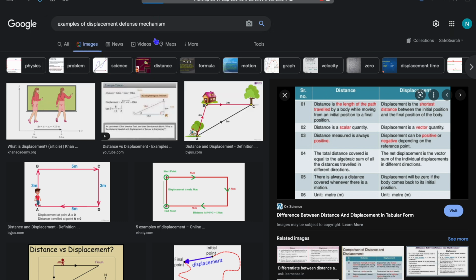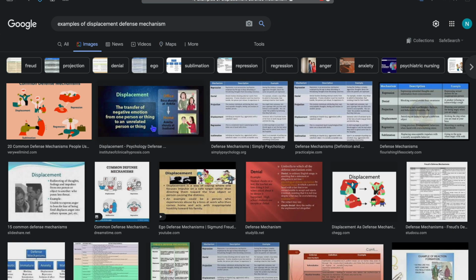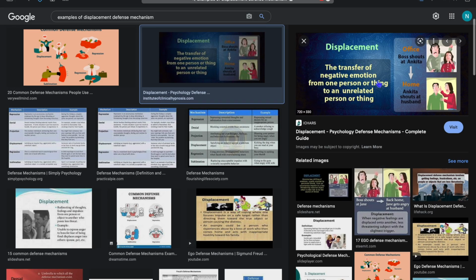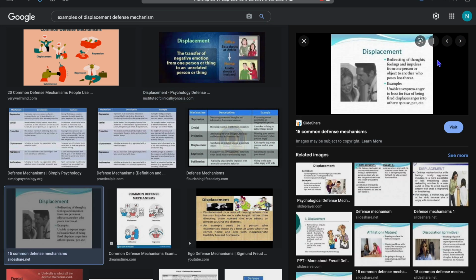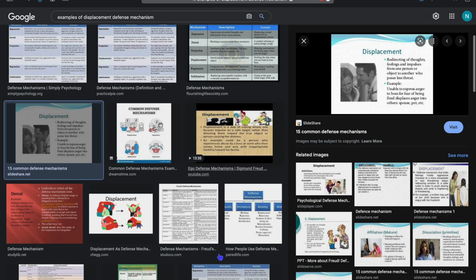Displacement defense mechanism: the transfer of negative emotion from one person or thing to an unrelated person or thing. So the boss shouts at Ankita, and Ankita shouts at her husband. Seems like all of these are similar examples. Unable to express anger to the boss for fear of being fired, she displaces that.